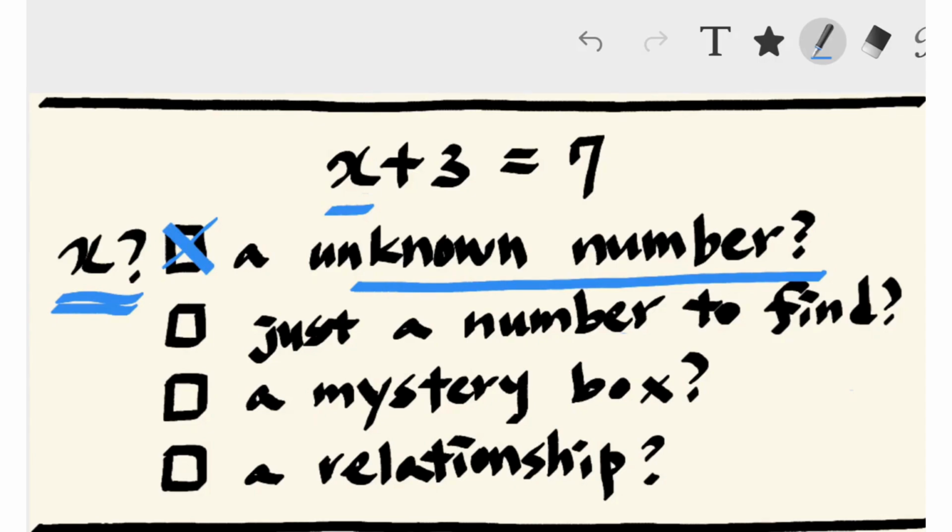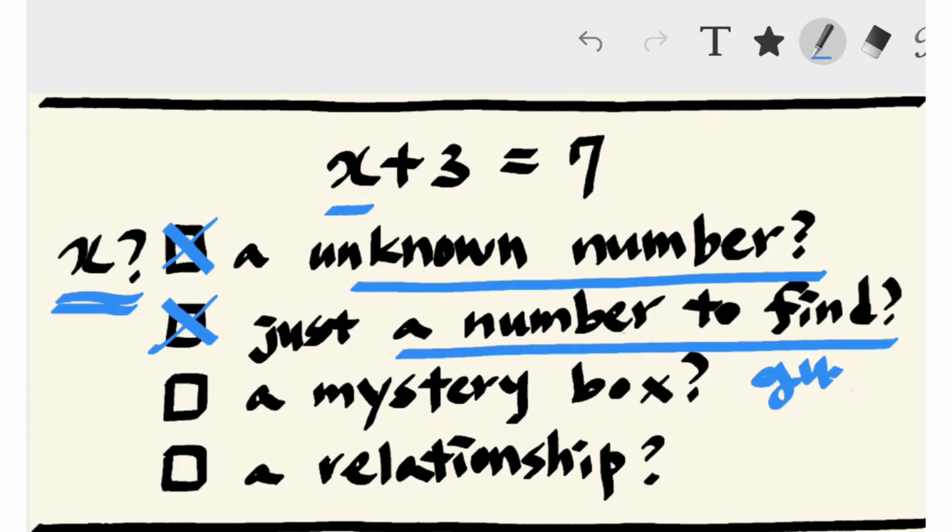Because if you think of a variable as just a number to find, you will start doing math like a guessing game. But a variable is not a mystery box. A variable is a relationship. It tells you how things are connected. Let's look at this.